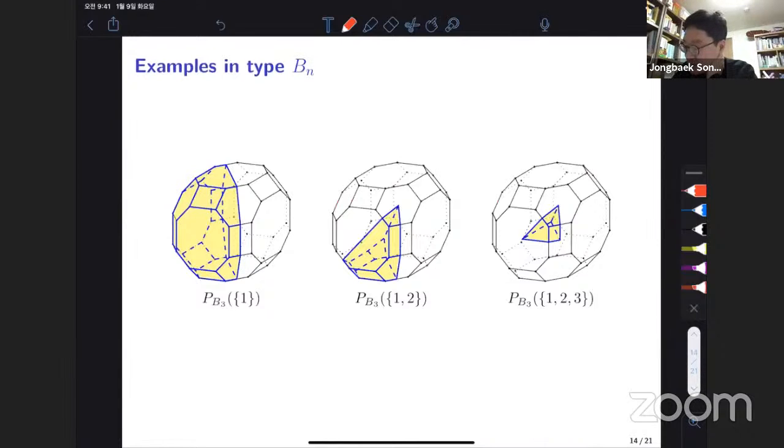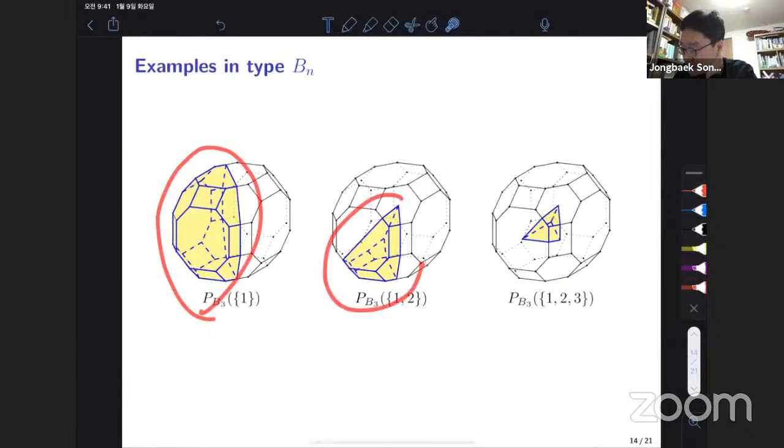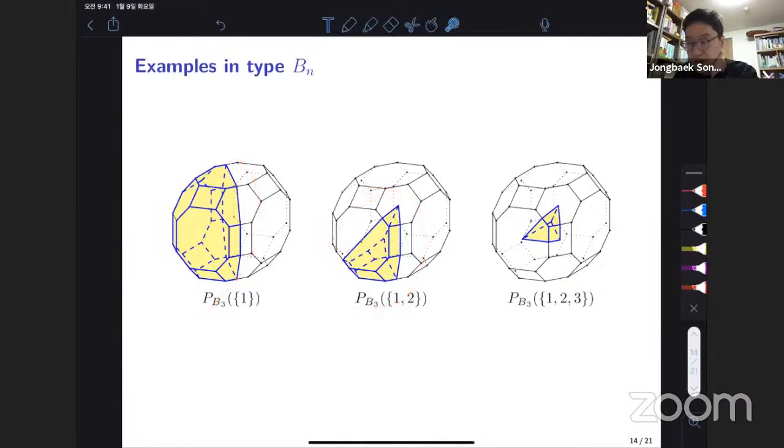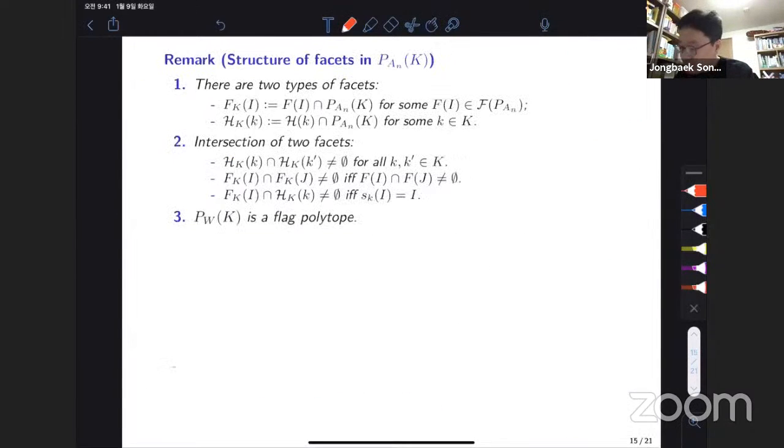This is the type B example, and these two are examples which I showed you on the second page of my slides. It looks a little complicated, but this is again a three-dimensional cube. And this point is the identity element, 1, 2, 3, 4, 5, 6, because I'm looking at B3, so this is R^6. This point is 1, 2, 3, 4, 5, 6, the identity element.